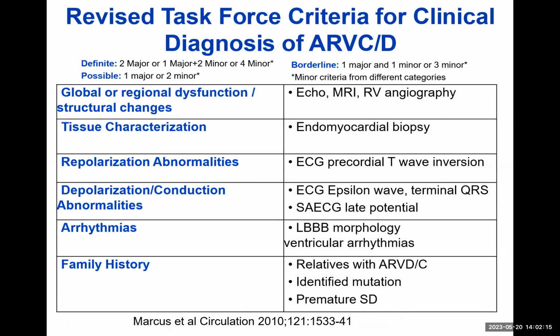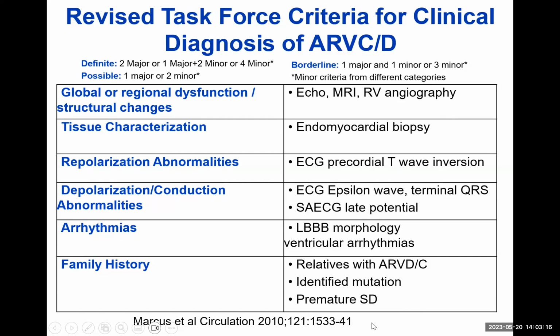You know the revised task force criteria in 2010: if you have two major, or one major and two minor, it is a definitive diagnosis; borderline is one major and one minor, or three minor; possible is one major or two minor. The criteria depend on the presence of global or regional dysfunction of the RV based on echo and MRI, or RV angiography, tissue characterization by endomyocardial biopsy, repolarization abnormalities, as in the patient I showed you, the T wave inversion in V1 to V3, and depolarization or conduction abnormalities: the epsilon wave, or late potentials in signal averaged ECG, which is minor, while epsilon wave is major. Arrhythmias with left bundle-like morphology, ventricular arrhythmias, family history of ARVC or a mutation known to cause ARVC, or premature sudden cardiac death in the family are also criteria.